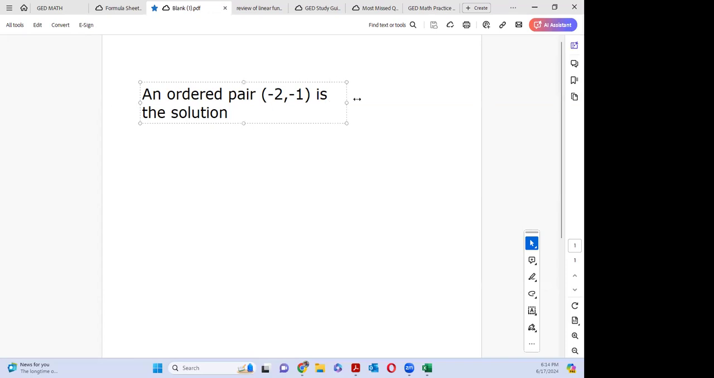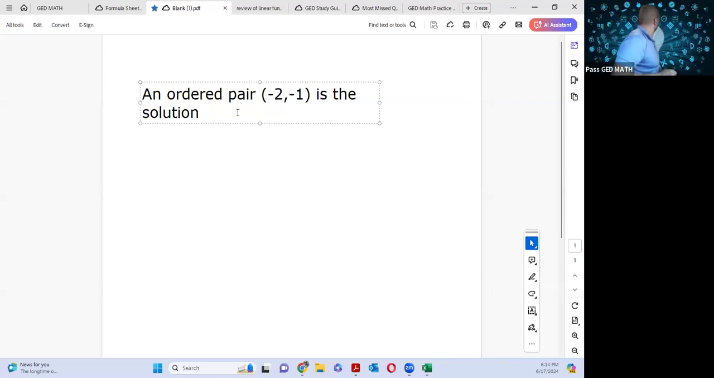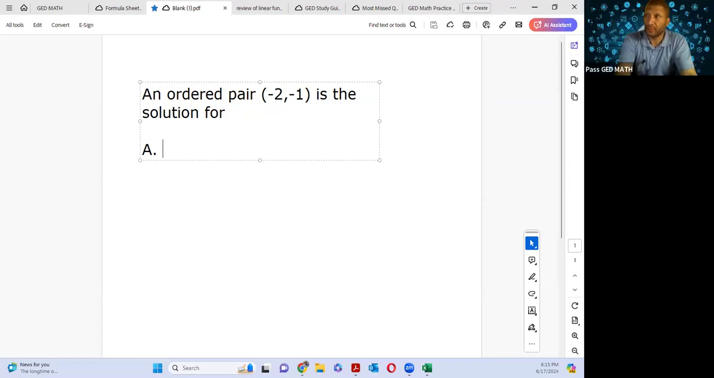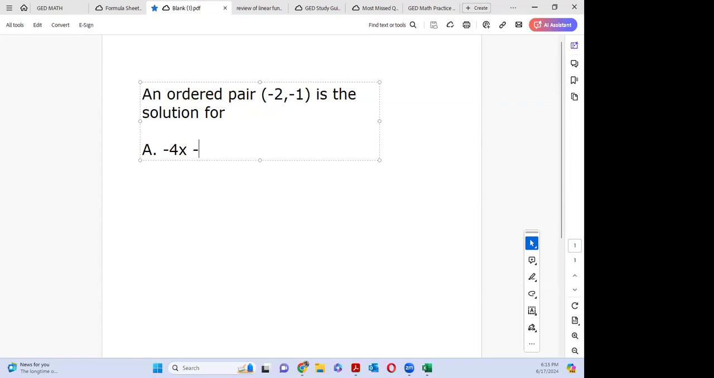They give us some answer. Negative 4x, negative 4x. An ordered pair (-2, -1) is a solution to which of the following equations? A is negative 4x, negative y equals 7. B is 4x plus y equals -7.